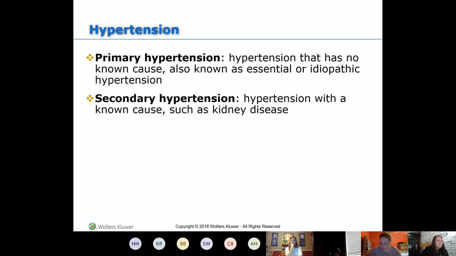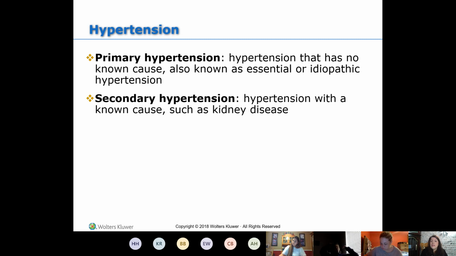We talked about the stages of hypertension, but there's a difference between primary hypertension and secondary hypertension. Primary hypertension is when a patient doesn't have a known cause, and your blood pressure is just elevated. It's not secondary to something else. It's not because of something else. Secondary hypertension is when you have another diagnosis that causes your hypertension.